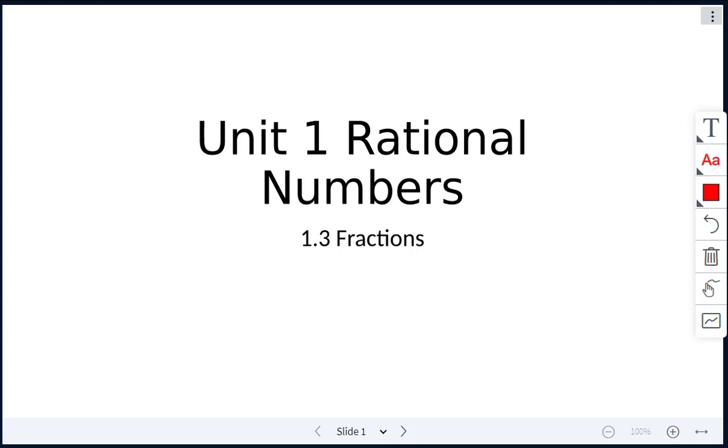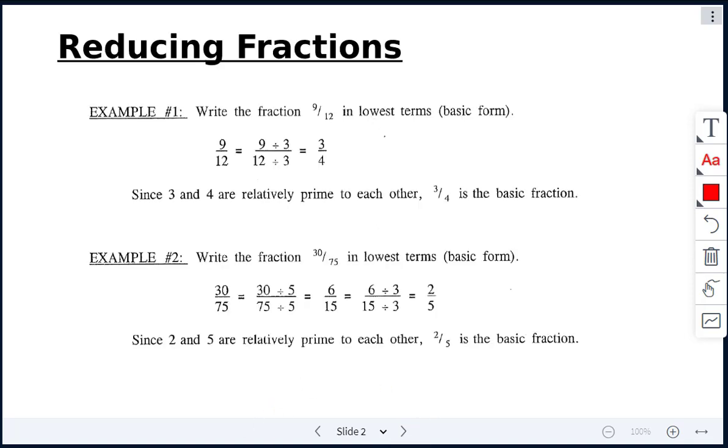So today we are looking at 1.3 fractions, and we're going to start by looking at how to reduce fractions. You will notice that there are different methods of stating reducing fractions. It might be written as put the fraction into lowest terms. It might be written as put the fraction into its basic form, or it'll just say make sure that the fractions are reduced. So in this example, we're looking at 9 over 12.